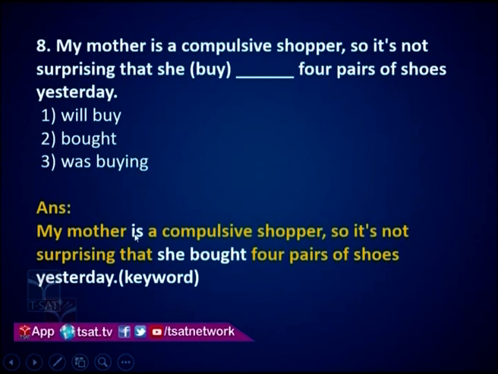So if the first part of the sentence is in simple present, so it's not surprising that. Here that is there. Again, when you talk about that, you are reporting it, so you use the past form of the verb. She bought 4 pairs of shoes yesterday. Again, yesterday is there, so you should use simple past tense in this blank. She bought 4 pairs of shoes yesterday.